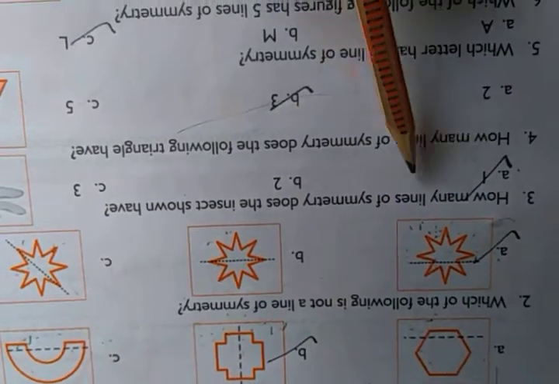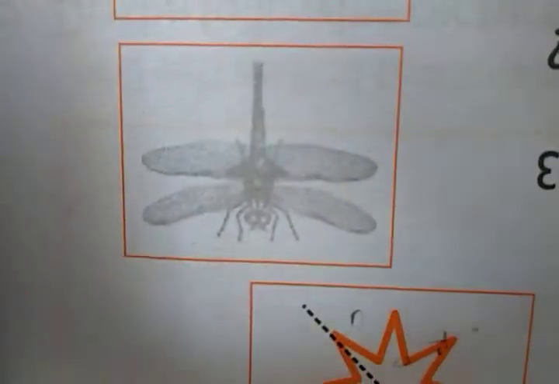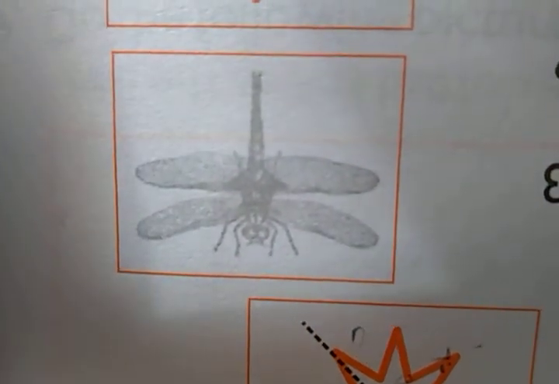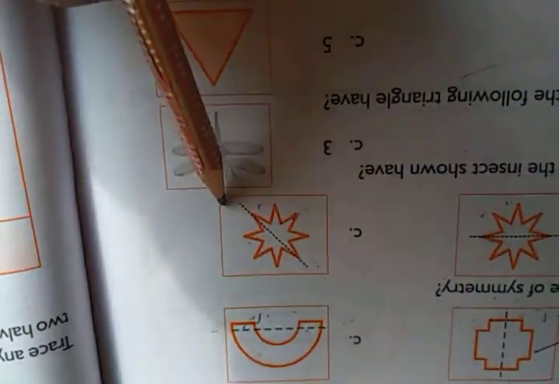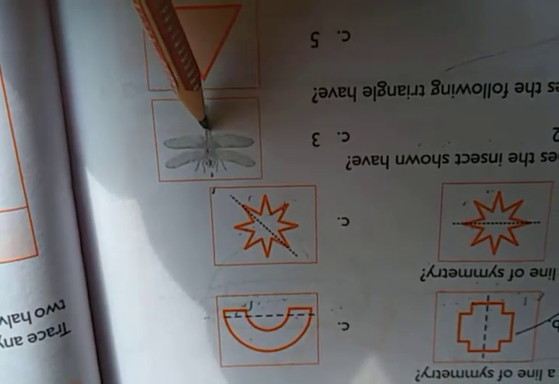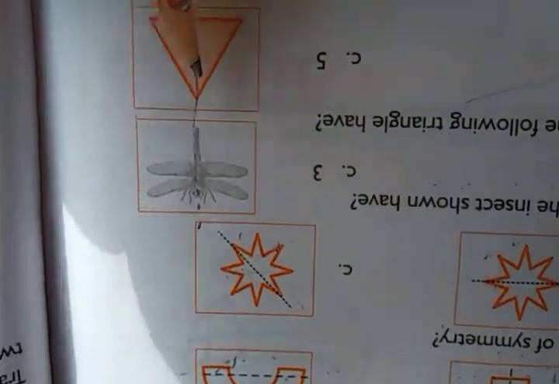Third, how many lines of symmetry does the insect shown have? So this is the insect. How many lines of symmetry are possible for this insect? One line in the center. So only one line here. You can draw it with the help of a scale. One line of symmetry, so option A. A is correct. Only one line of symmetry, vertically, is possible here.